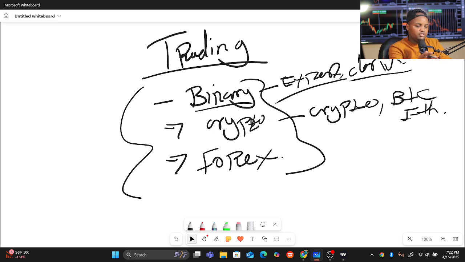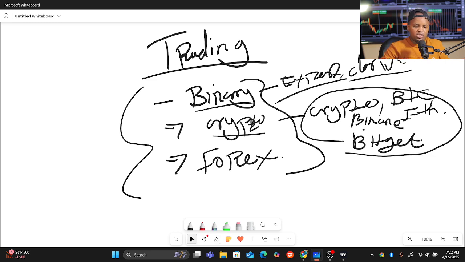We have heard about crypto, we have heard about BTC, Ethereum, and all those things that so many people just own. And there are so many platforms you can use to trade crypto, and many people know about Binance, you know about BitGet, right? So these are the platforms that you can use to trade cryptocurrency. And we'll be talking about the evolution of Forex. This is just the basics. That's why I'm passing so fast, because today we are not going to be talking about binary.